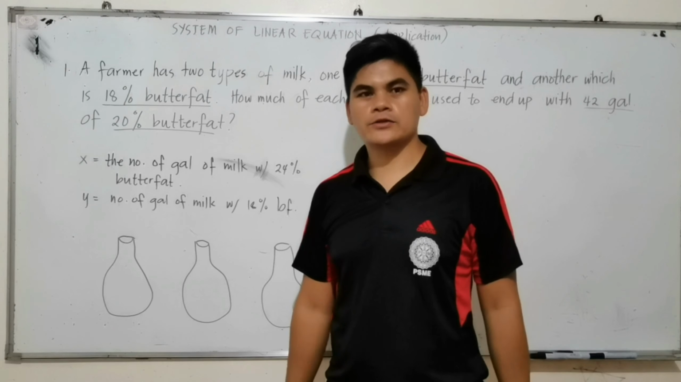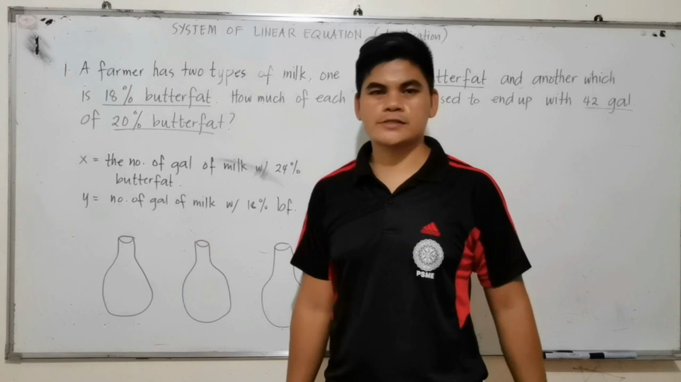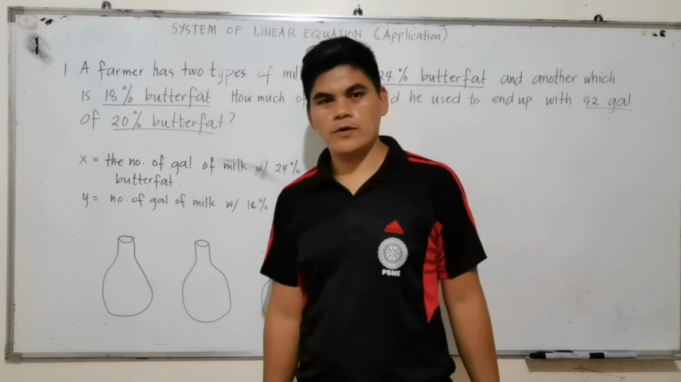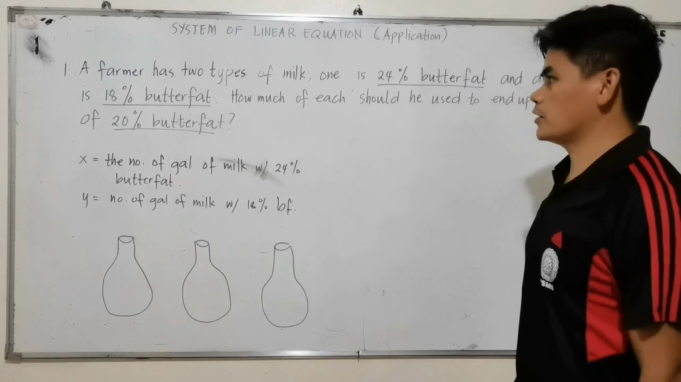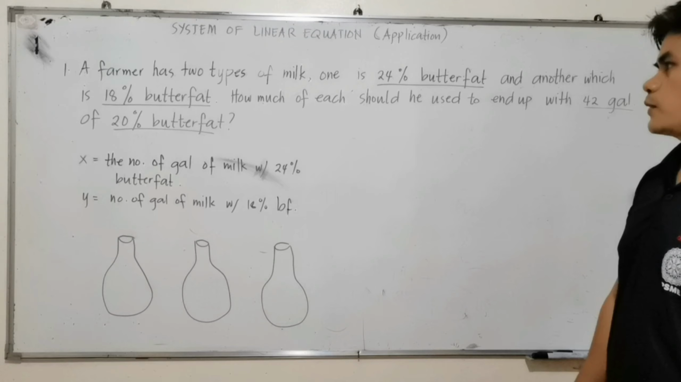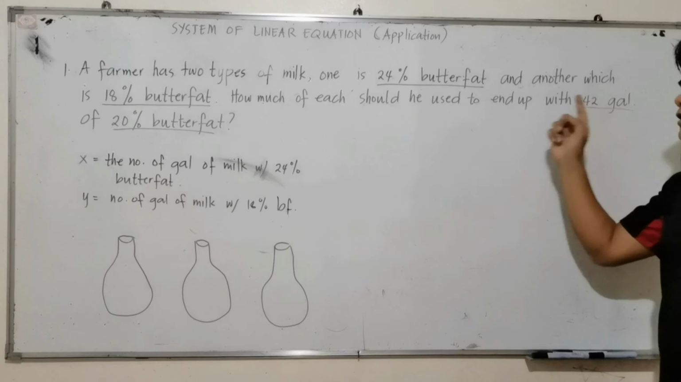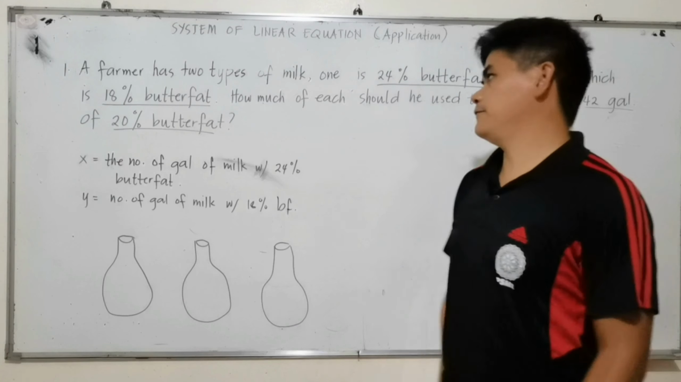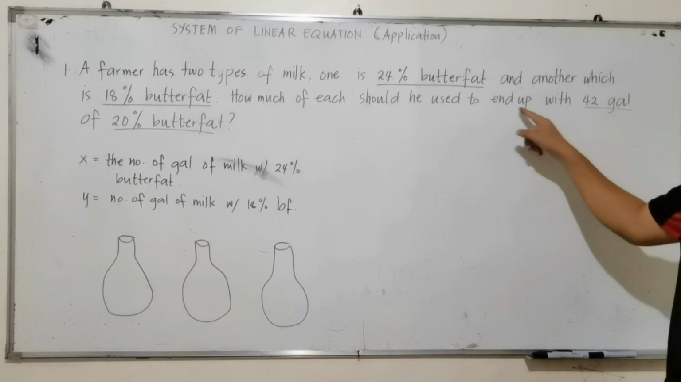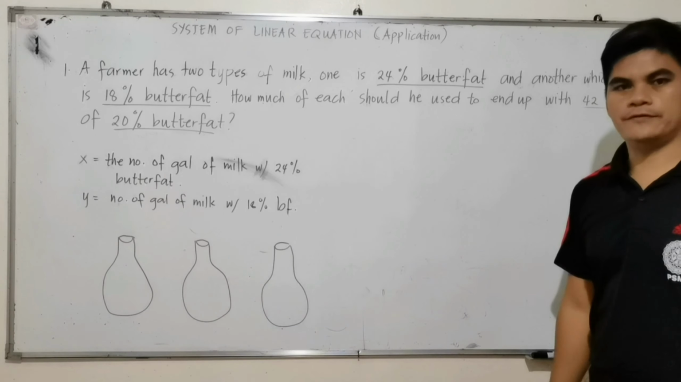Okay, today we're going to solve a problem in relation to what we have discussed last time, which is the system of linear equations. So we have the problem here on the board. A farmer has two types of milk. One is 24% butter fat, and another is 18% butter fat. The question is, how much of each should he use to end up with 42 gallons of butter fat?